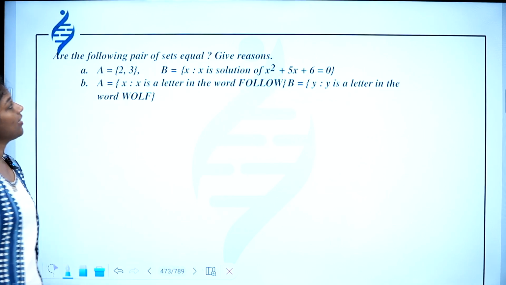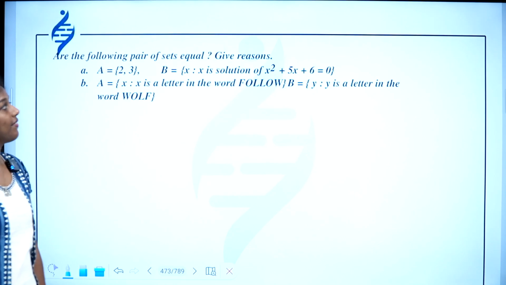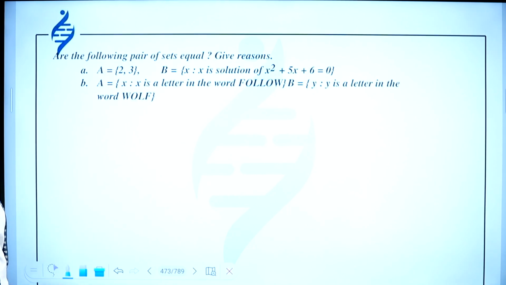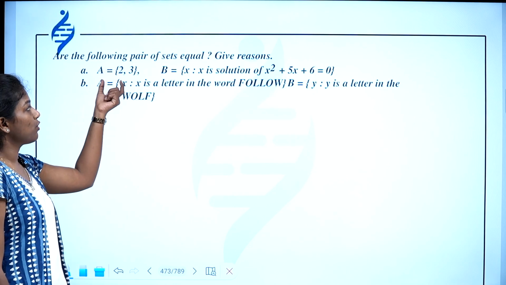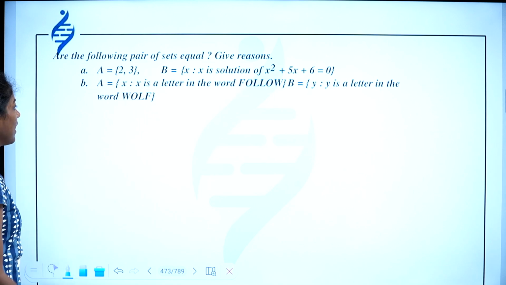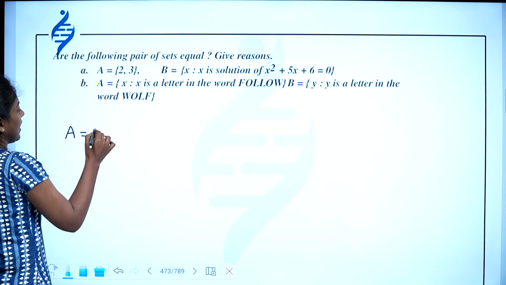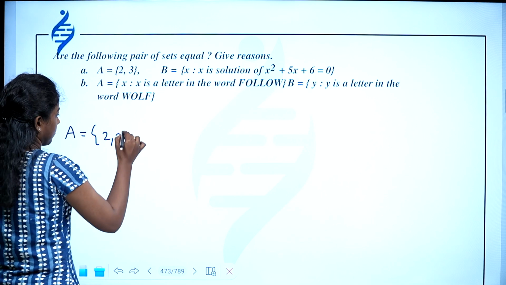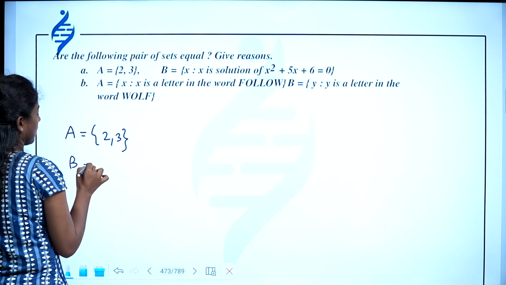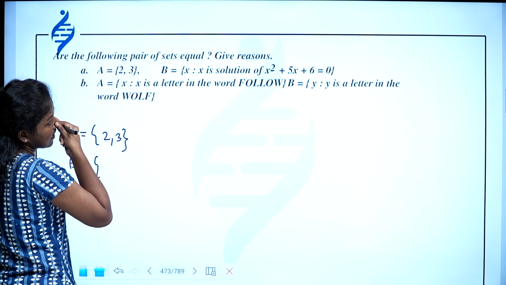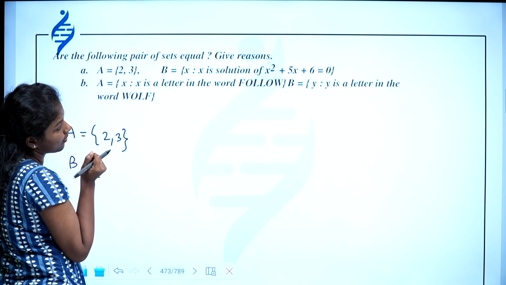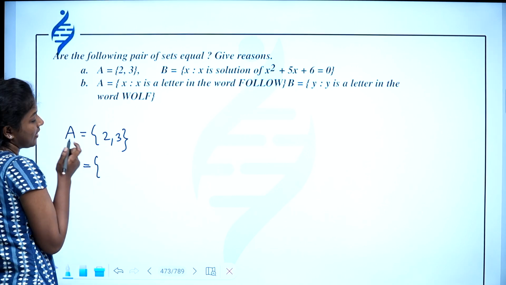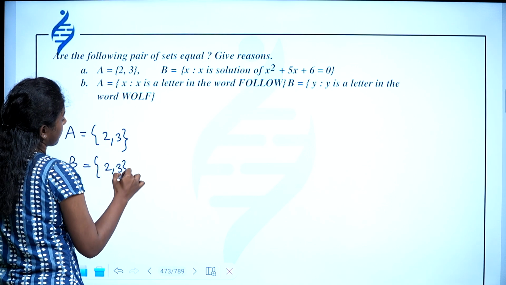Next one, are the following pairs of sets equal? Give reasons. Are they equal? A equal to 2, 3. B, I am going to write the roster form. A means 2, 3. Then B, x such that x is a solution of x square plus 5x plus 6, that is, 2 and 3. 2 and 3 are the solutions.